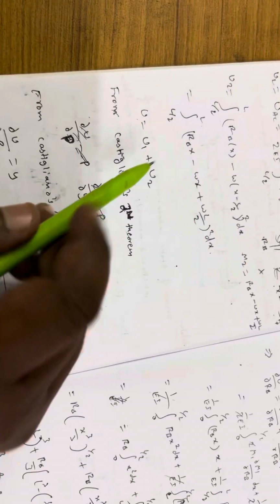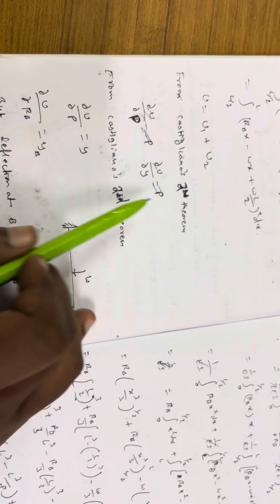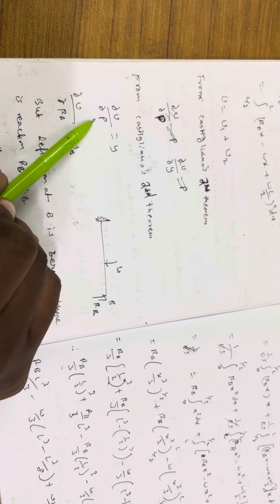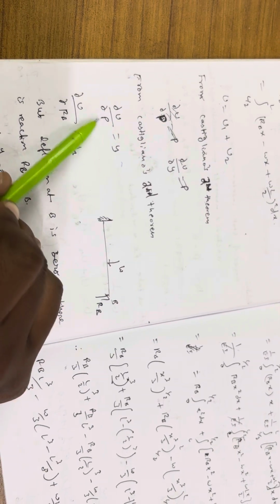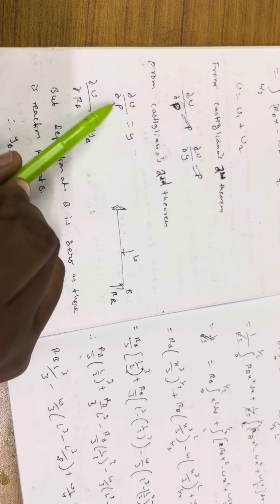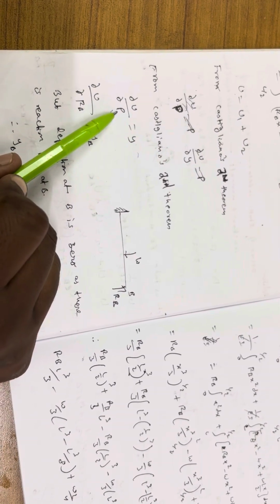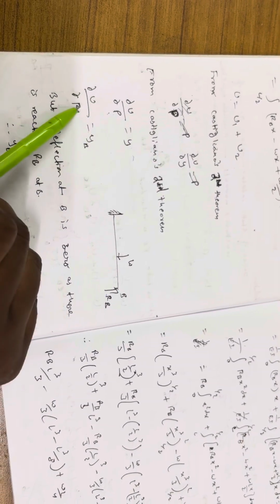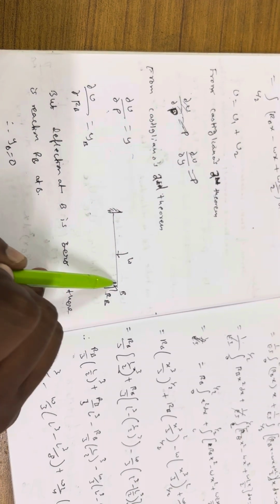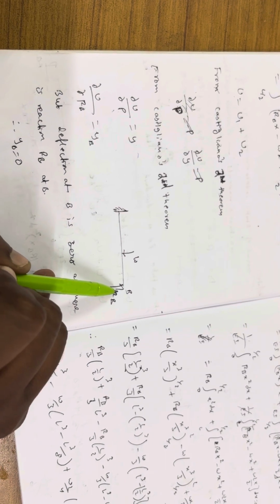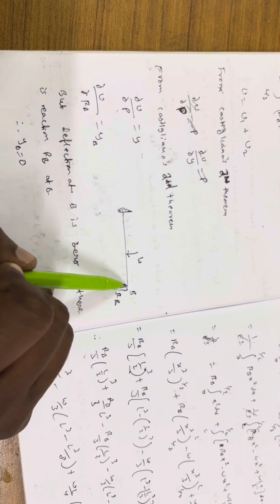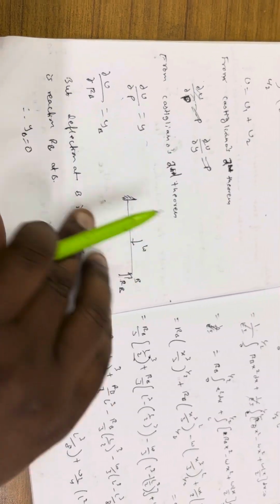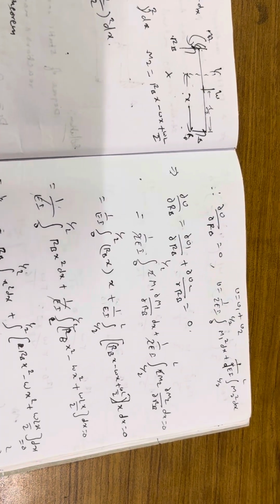So we know that U equals U1 plus U2. From Castigliano's second theorem, we know that dou U by dou P equals Y, where P is force and Y is deflection. Here the redundant we have chosen is Rb, so dou U by dou Rb equals the deflection at B, Yb. But as there is a reaction at B, there is no deflection, that means Yb equals 0. So dou U by dou Rb equals 0.